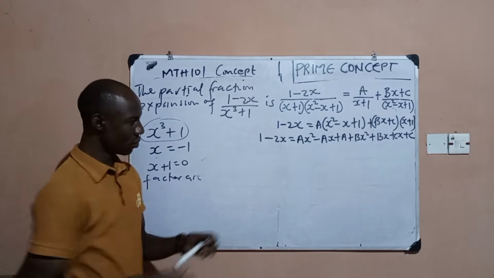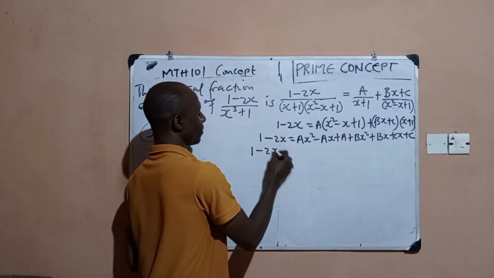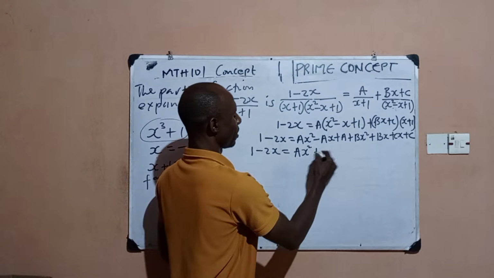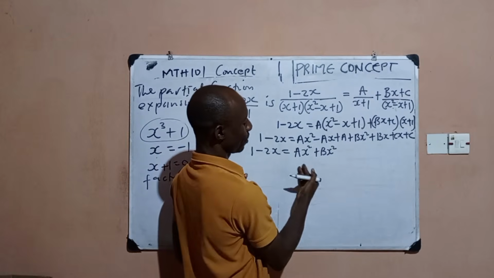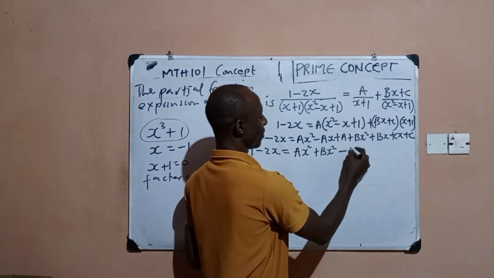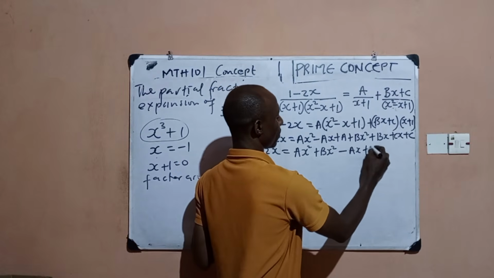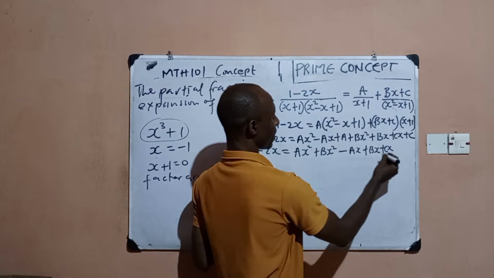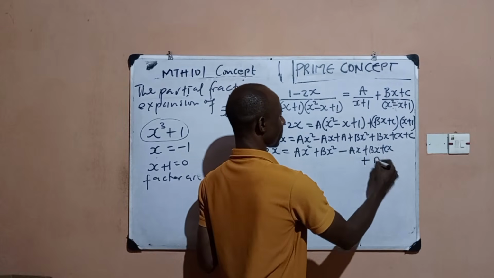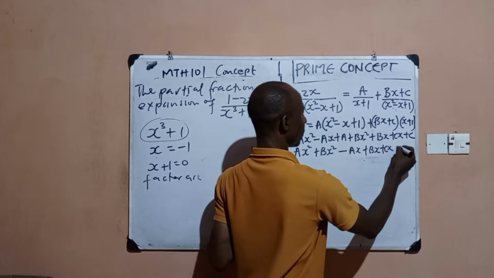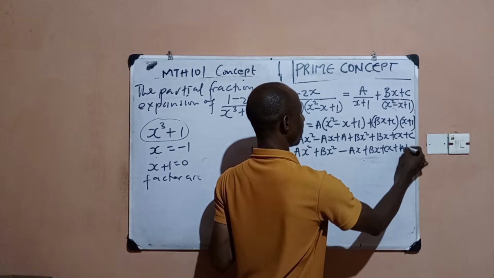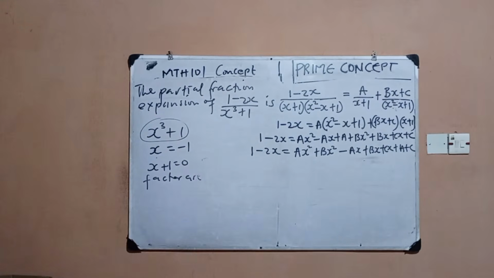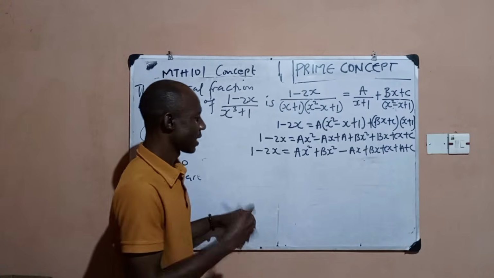So what am I going to do? I'm going to collect similar terms. All the x squares, I'll bring them together. So ax squared plus bx squared, they are together now. I'll bring the x's together. So minus ax, plus bx plus cx, I'm bringing them together. And the free ones, I'll bring them together: plus a plus c are the free ones. So it's a and c.